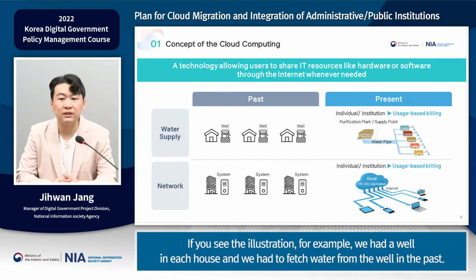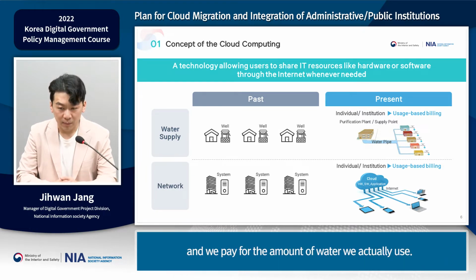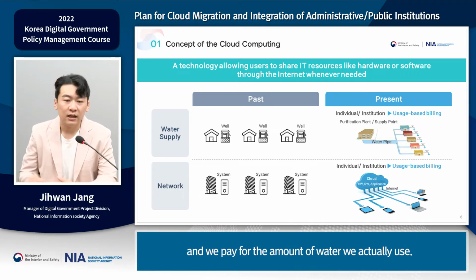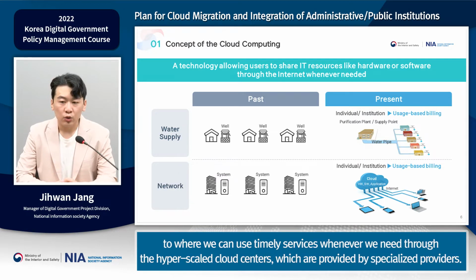If you see the illustration, for example, we had a well in each house and we had to fetch water from the well in the past. But now we have water supply from modernized, large-scale supply point delivered to our homes through water pipes, and we pay for the amount of water we actually use. Just like the water supply, the environment has changed from where each business had its own systems built and owned, to where we can use timely services whenever we need through the hyperscaled cloud centers, which are provided by specialized providers.